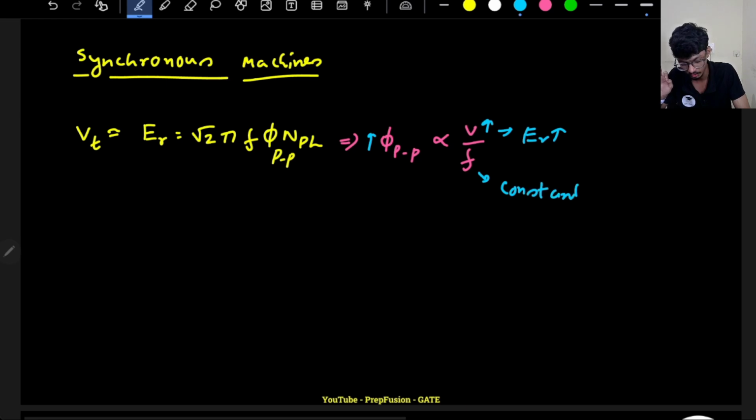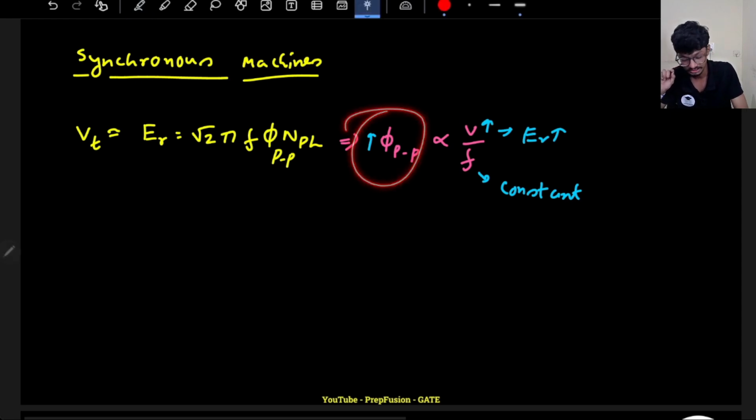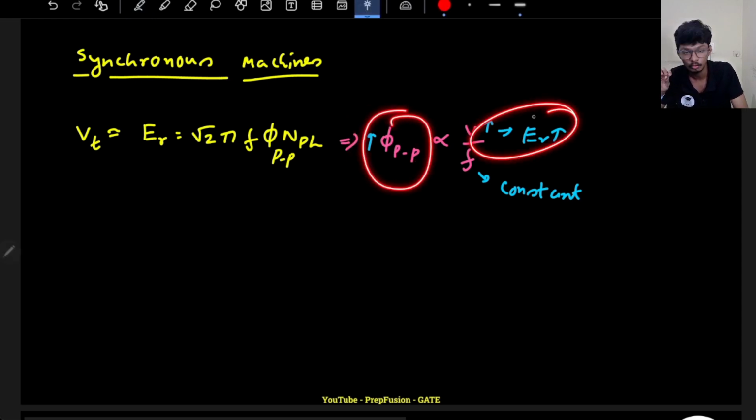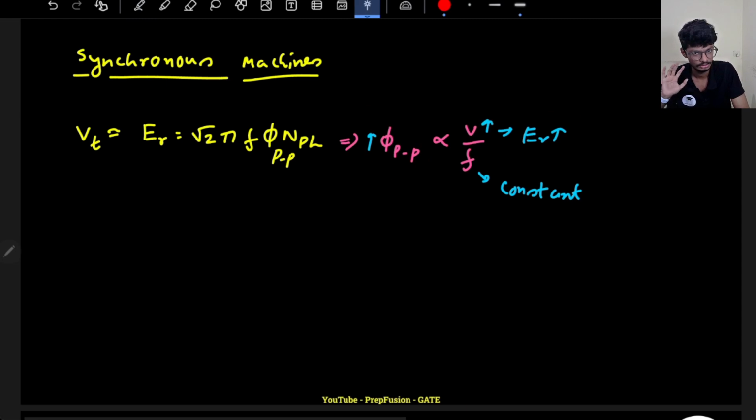Why we are operating in constant frequency? Because I am rotating the generator in a constant speed. Okay, I hope that is sorted. Okay, so if the frequency is constant, then if I increase the flux per pole, your voltage will be automatically increased.